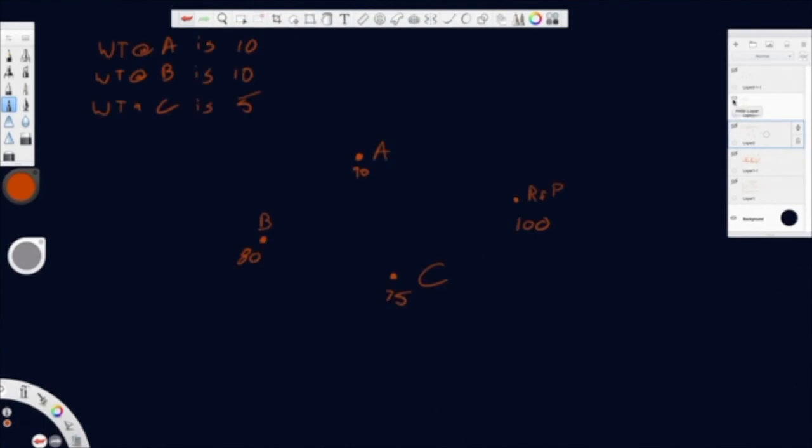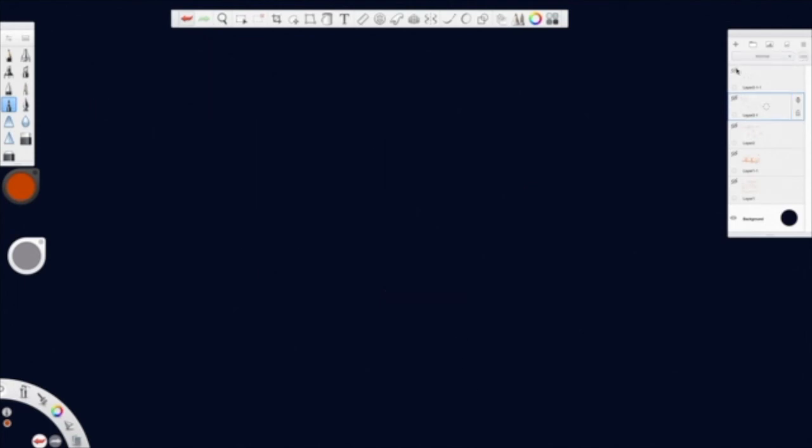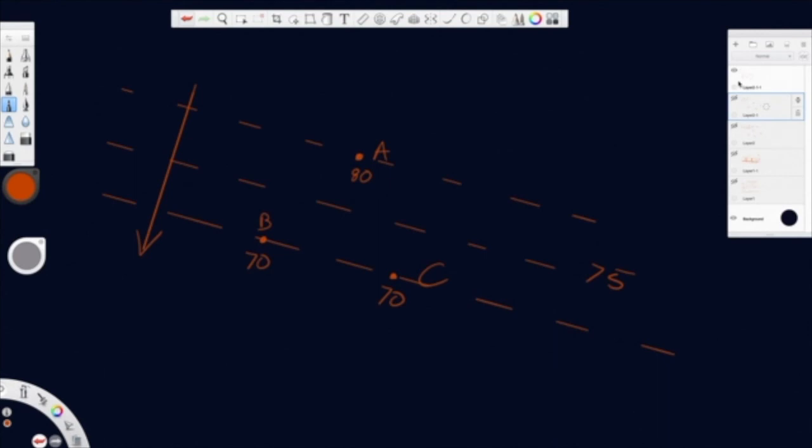Our water table at A is 10 feet below, so it's going to be at 80. Our water table at B is also 10 feet below, so it's going to be at 70. And our water table at C is 5 feet below, so it's going to be at 70 as well. And so what happens here is you wind up getting these contour lines. Now, we only have so much data to work from, obviously, with only 3 points.